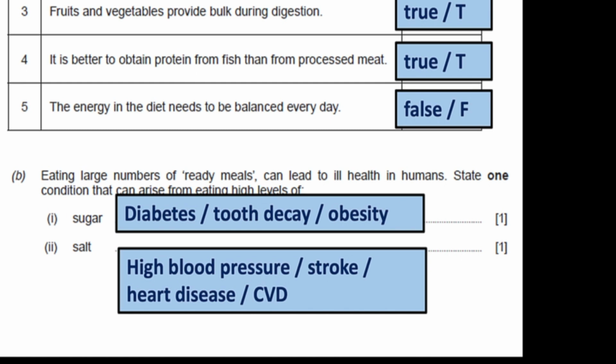State one condition that can arise from eating high levels of sugar. That could be diabetes, tooth decay, or obesity. One condition that can arise from eating high levels of salt could be high blood pressure, stroke, heart disease, or CVD, otherwise known as cardiovascular disease.